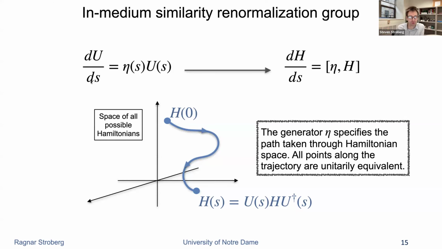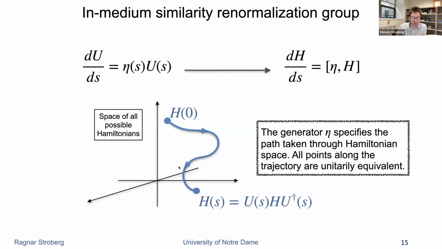And it takes 2 or 3 lines of algebra to show that if you've done this, then you have a differential equation for your Hamiltonian, which is just a commutator of the generator with your Hamiltonian. So this is your RG flow equation for your Hamiltonian. Initially you have the Hamiltonian that you started with, and then this will give you a unitarily transformed Hamiltonian. You can think about this as flowing along in the space of all possible Hamiltonians, and this maps out a trajectory so that in the end you have some other Hamiltonian which is unitarily transformed. And so the generator eta picks out the trajectory that you follow.